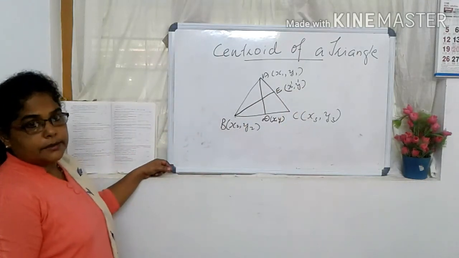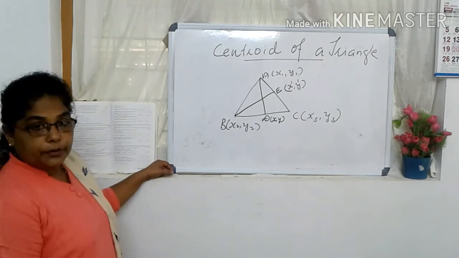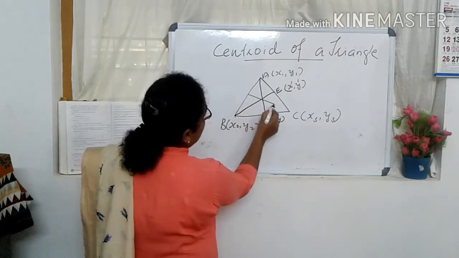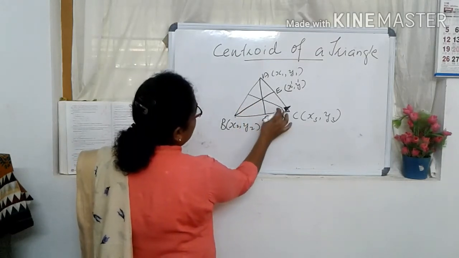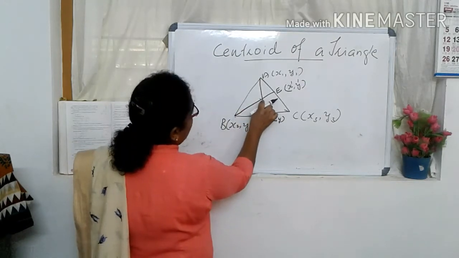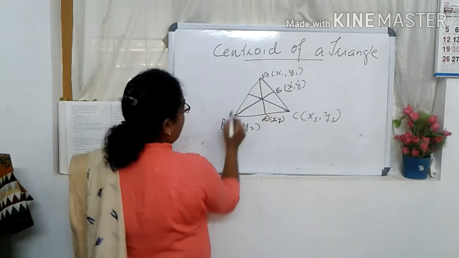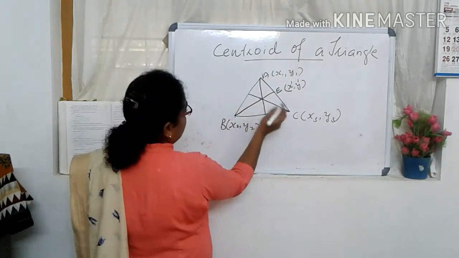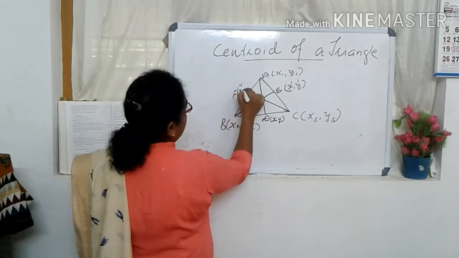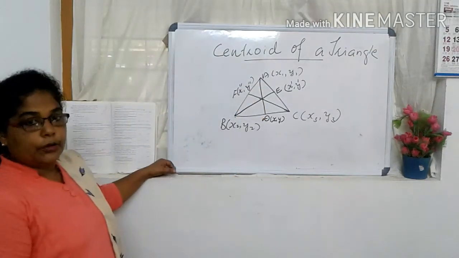Now how many medians? Three vertices, 3 sides. Definitely 3 medians. What is the third median? The third median is drawn from C to the midpoint of the third side, AB. So F, x double dash, y double dash, is the midpoint of AB.